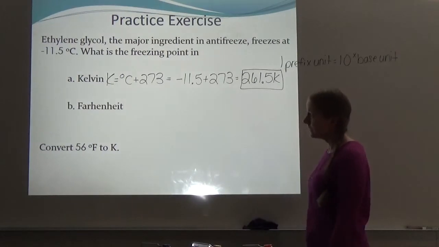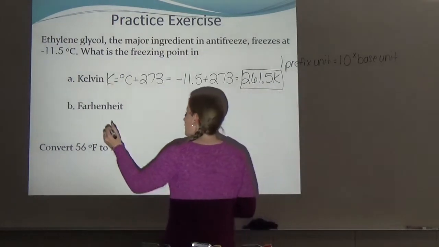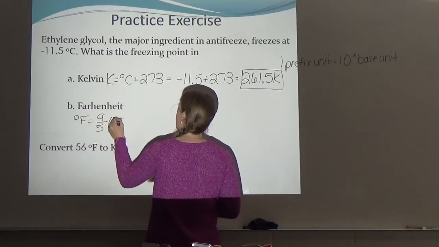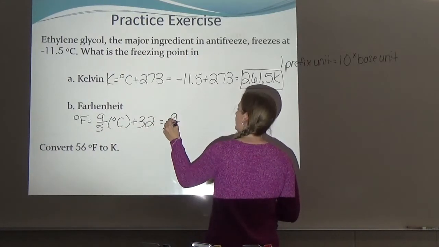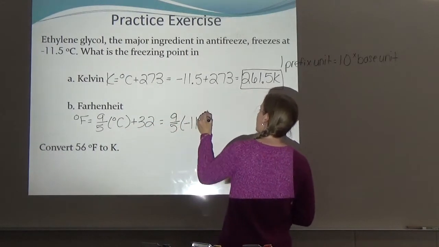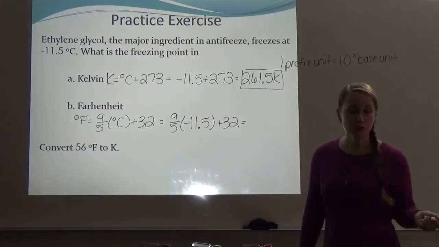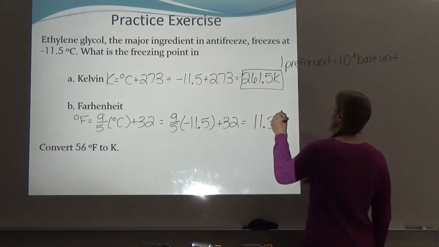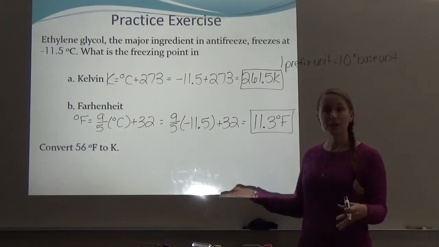All right, so next we're going to calculate to the temperature scale that makes no sense, and that is Fahrenheit. All right, so if you remember from our previous slide, Fahrenheit is 9/5 times our degrees Celsius plus 32. So we just plug in. So 9/5 times that negative 11.5 plus 32. And so once you solve for that, you should get 11.3 degrees Fahrenheit.